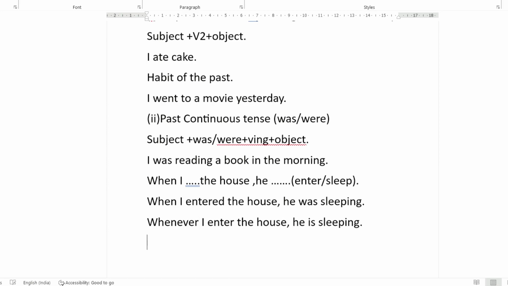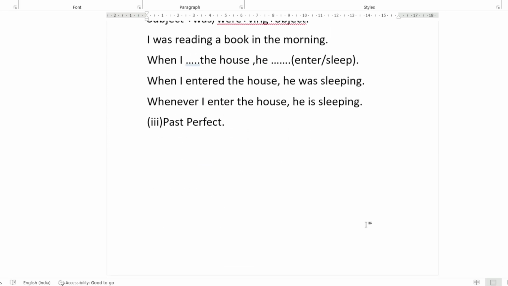Okay? Now, let's take up the third subtype in past tense. That is past perfect, which is also known as past of the past. We will use the helping verb had here. Now, what do I mean by past of the past? Before that, the sentence will look something like this: subject plus had plus V3 plus object.